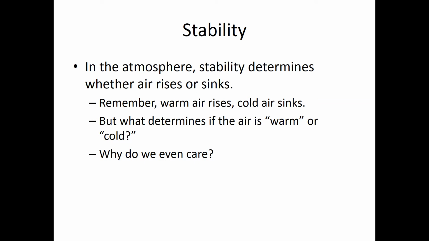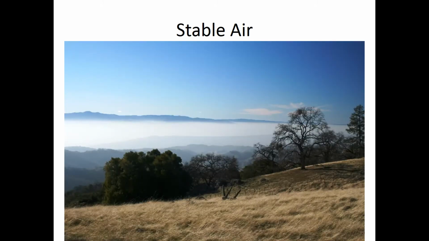On the other hand, in an unstable situation, if we have a bubble of air, one of these parcels, and we were to throw it up in the atmosphere, it'll continue to rise, and continue to rise, and continue to rise, eventually condensing and creating a cloud. So we care about stability because it greatly determines weather conditions at a location. When you have stable air, you have something that looks kind of like this. You have these very thin, very low clouds that hang out near the surface of the earth.